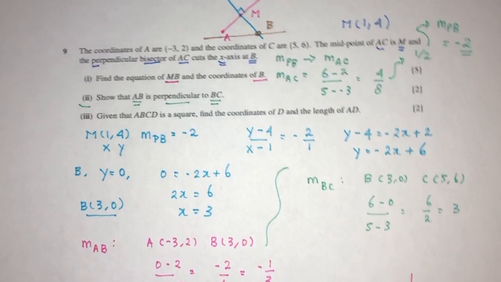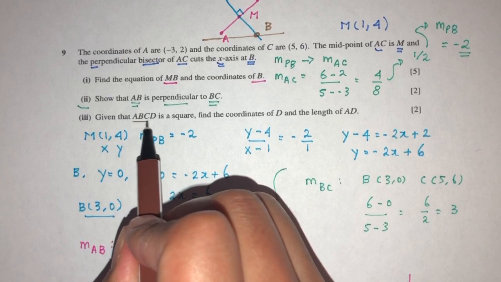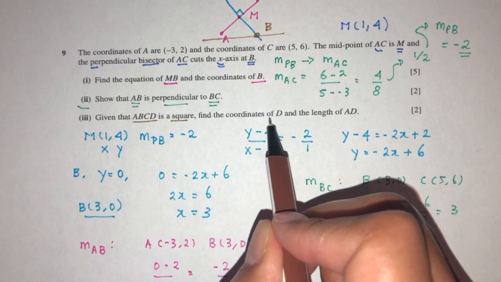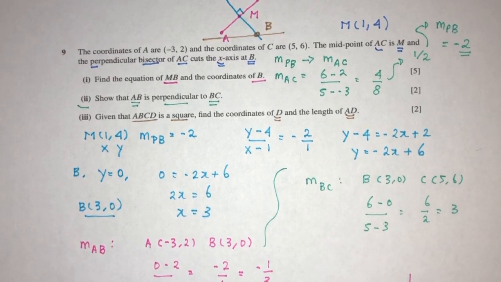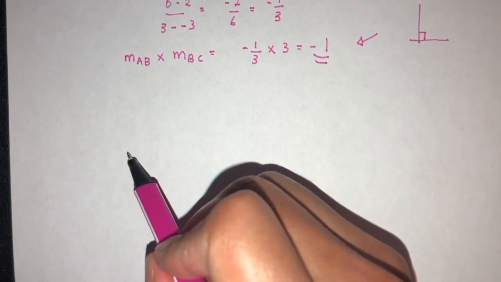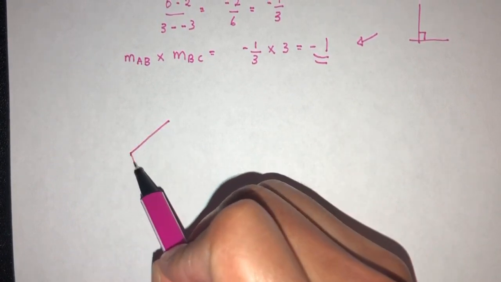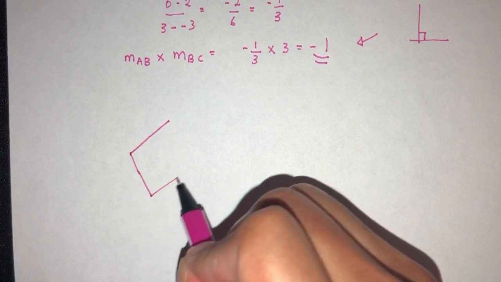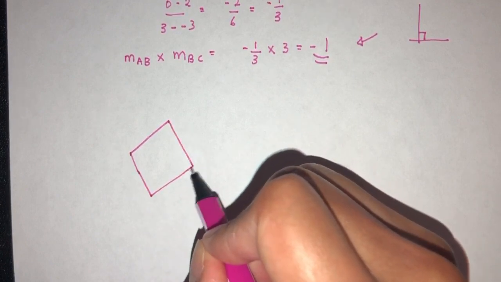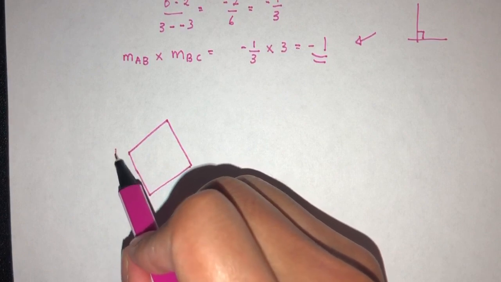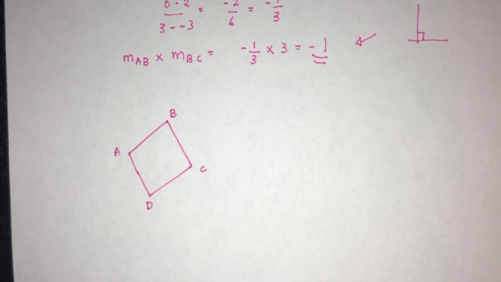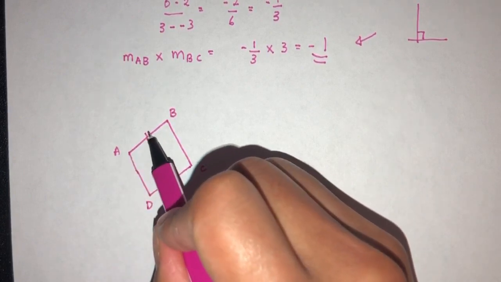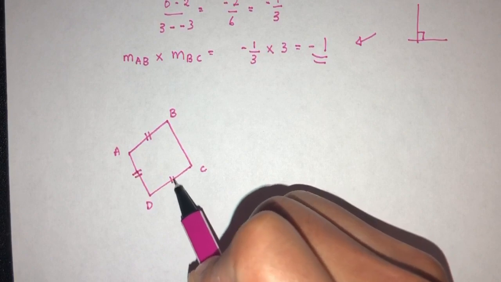Now for part 3, given that ABCD is a square, we have to find the coordinates of D and the length of AD. So pretty easy. For example, we can draw something here so we can understand what's happening. Not perfect, but you get the idea, right? Here we have A, B, C, D. It's a square, so all sides have to be the same, right?